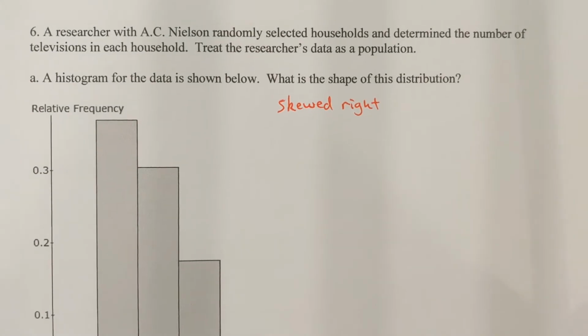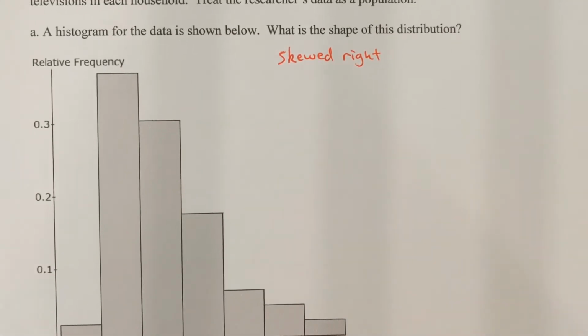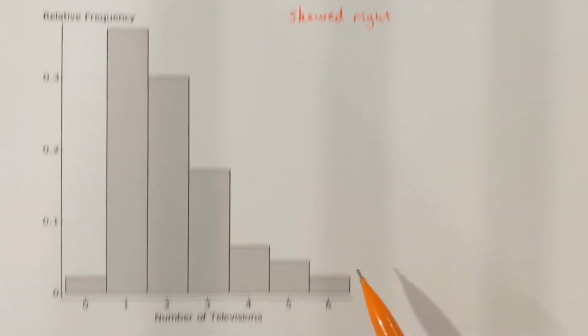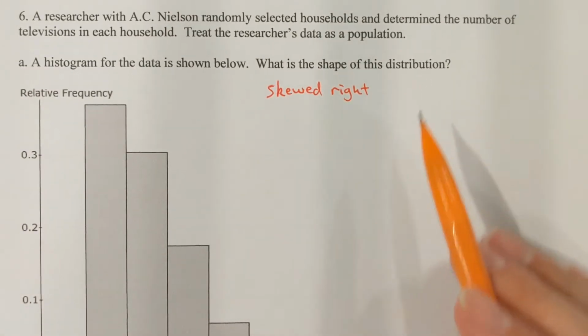So problem 6 says that a researcher with A.C. Nielsen randomly selected households and determined the number of televisions in each household. Treat the researcher's data as a population. Now, I don't have the data in front of us. That's okay. We don't need the data. But I used the data to construct a histogram using StatCrunch. And what is the shape of the distribution here?